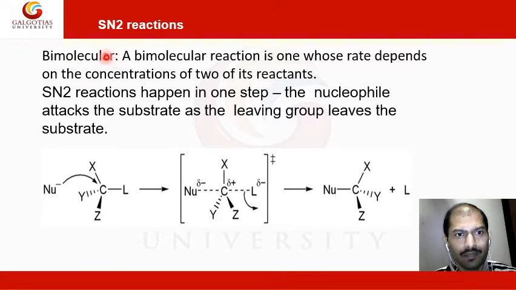In the case of the SN2 reaction, also called a bimolecular reaction, the rate depends on the concentration of two of its reactants, the substrate and the reacting species. In the SN2 reaction, it happens in a one-step mechanism, and in this case there is a transition state, which can be seen from this reaction mechanism.